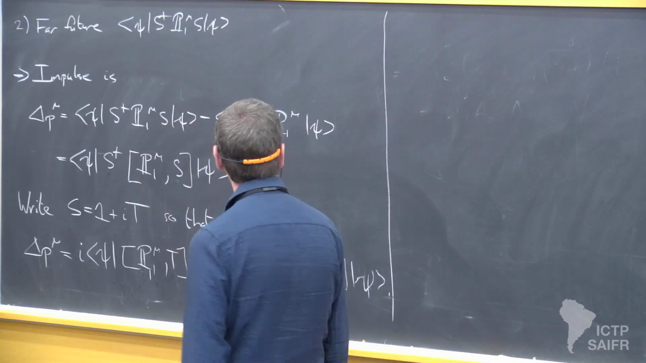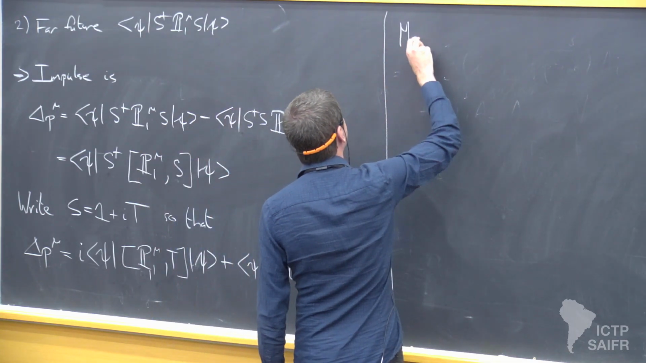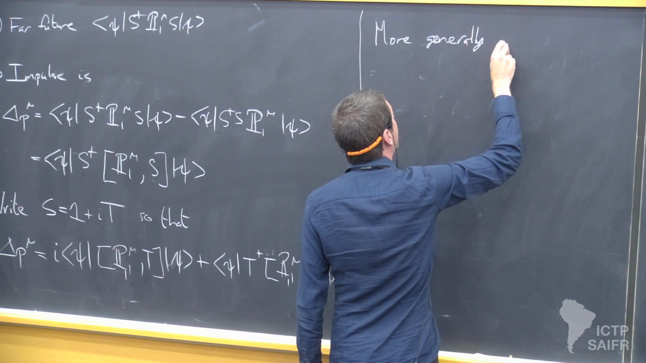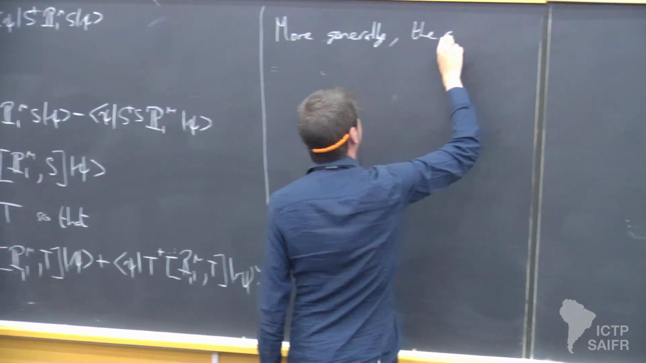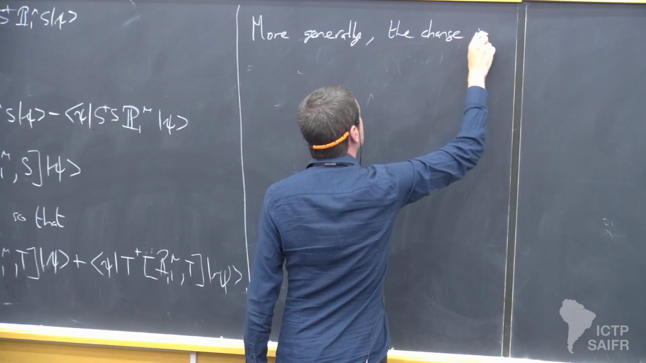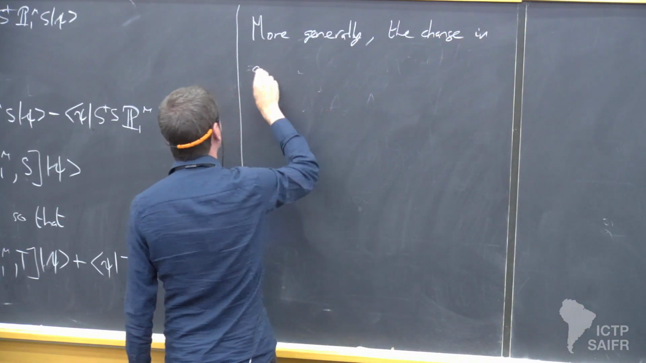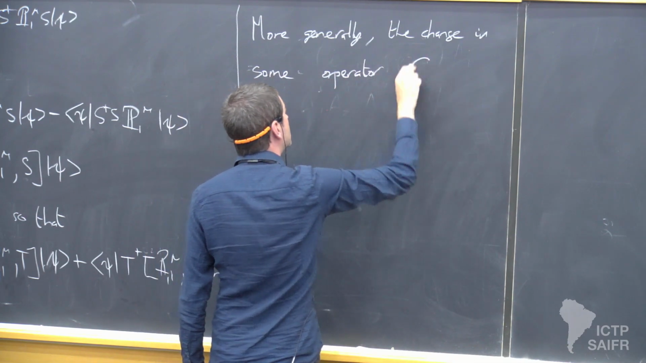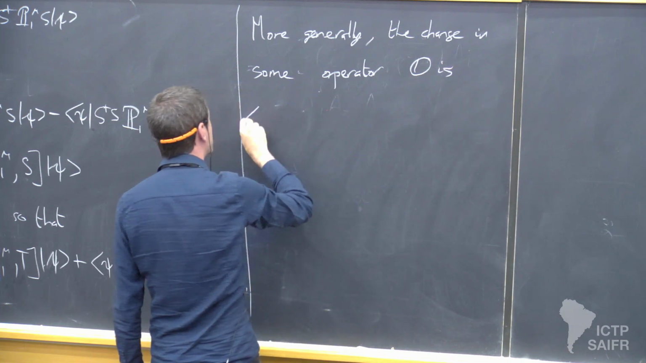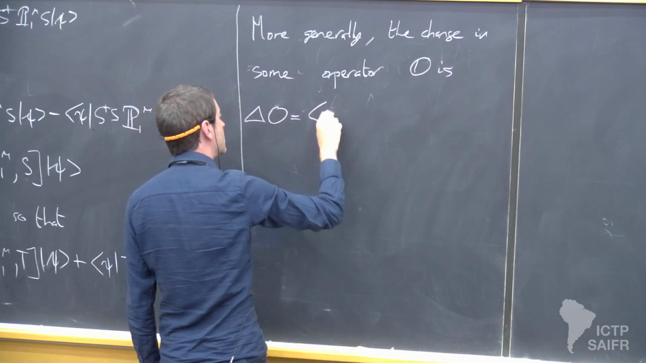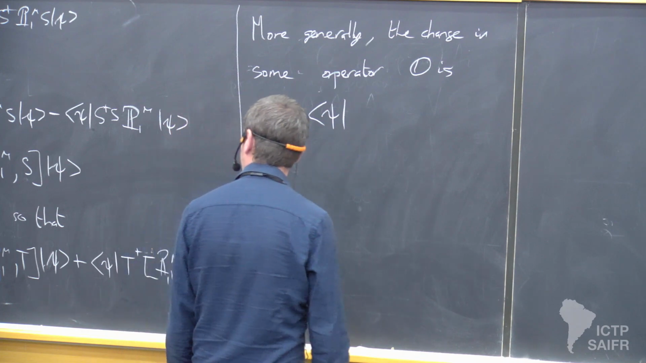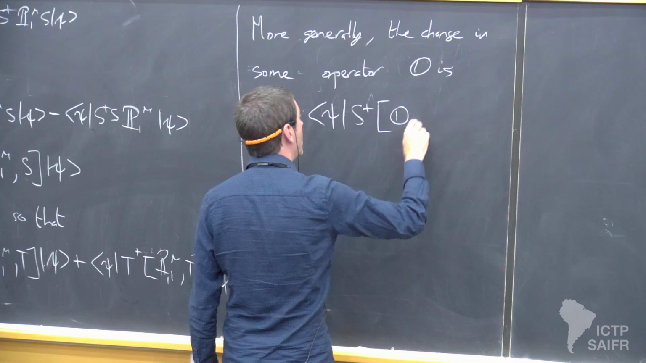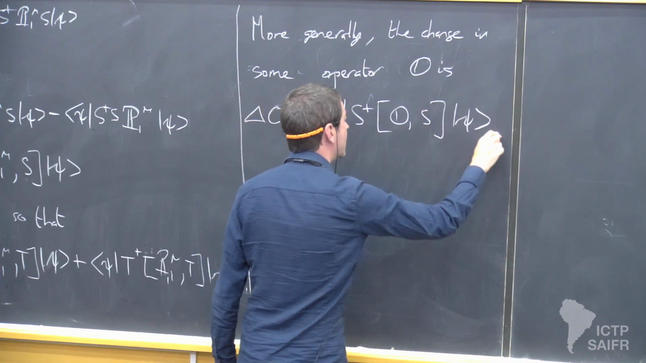Okay, of course, more generally, there was nothing particularly special about the momentum operator here. So the change in some operator O, so say delta O is going to be psi. Well, maybe just write it like this. Commutator of O, S, and psi.